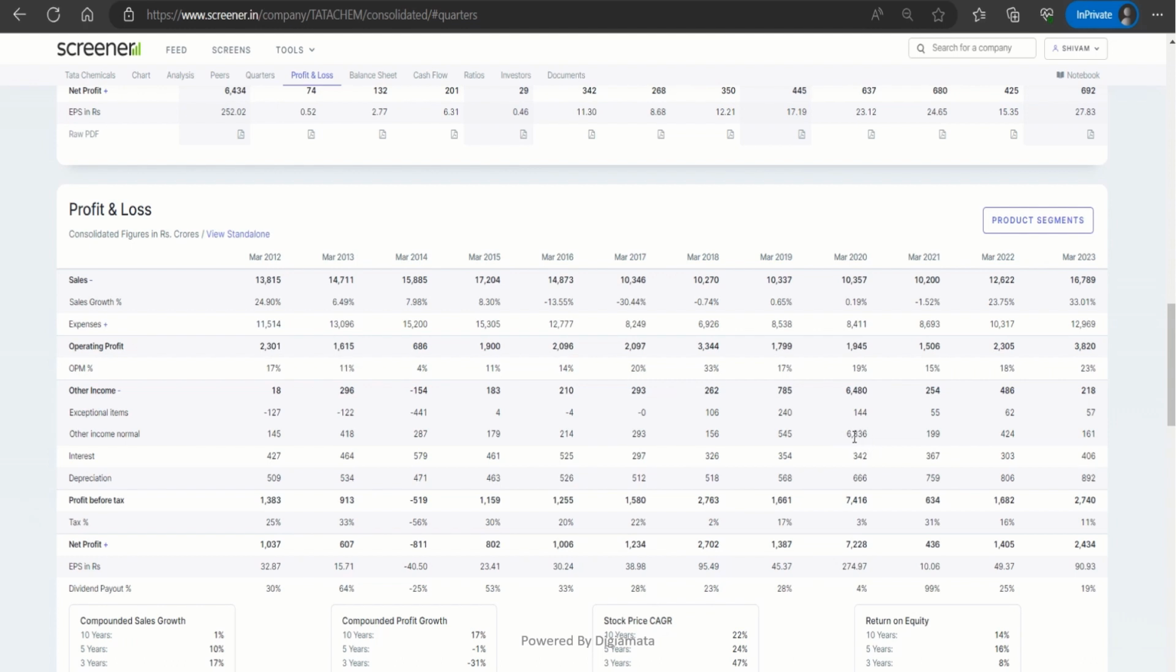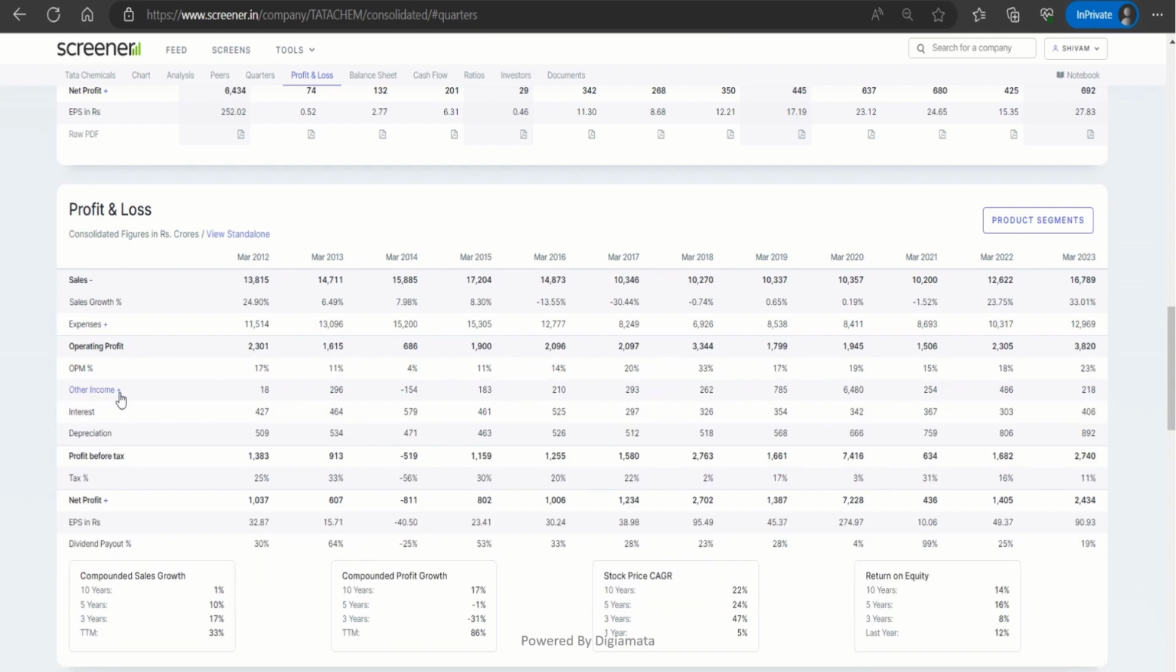It could be because of a sale of a land or sale of an asset or maybe sale of one of its divisions, something like this. Okay. Now, the other thing you have to see are the exceptional items. If there is any rise in exceptional items, you have to go to your annual statement and figure it out. So let's minimize this. Now, after your other income is done, your interest.